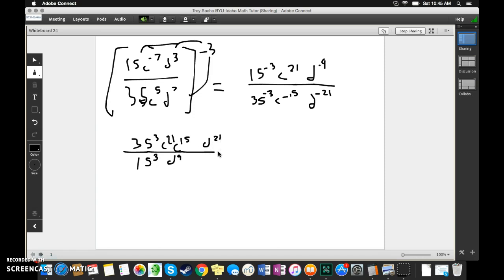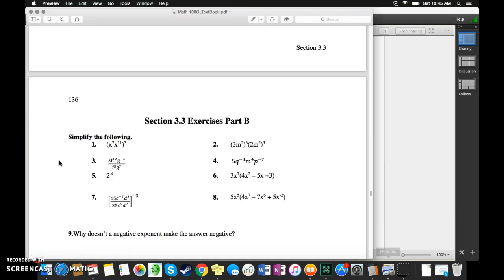All right, now we have to apply a couple different rules. This 15 and this 35 can be broken down, which is 7 over 3. These c's, since they're the same base, right? So if we could go back to our rules here.